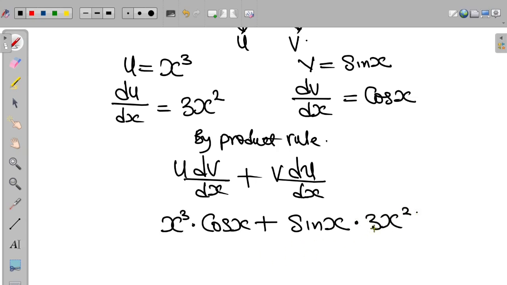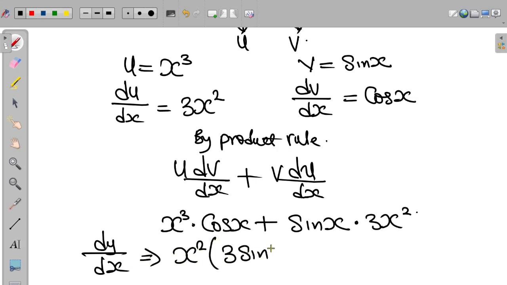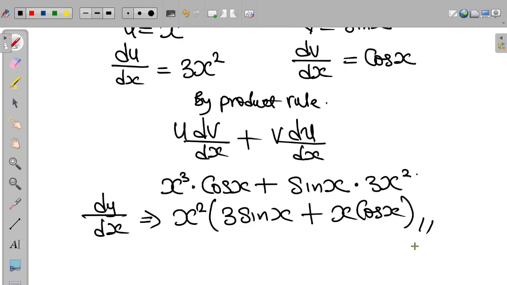So at this point, we have x cubed here and we have x squared here, so we can factor out. So therefore, we have that dy over dx is equal to x squared, open a bracket, 3 sine x plus x multiplied by cos x. So at this point, we have been able to obtain the derivative of x cubed sine x.